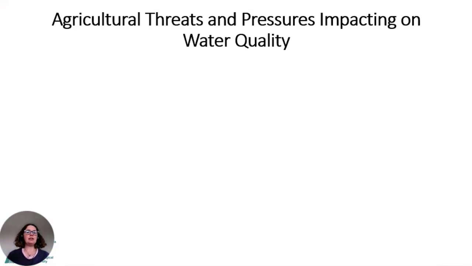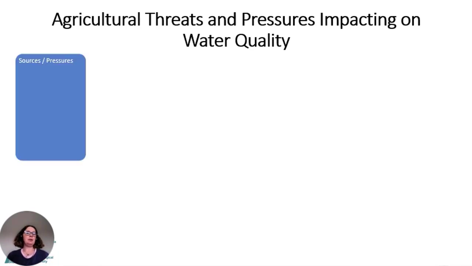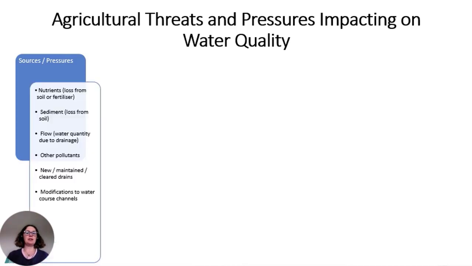Let's delve a little bit into the agricultural threats and pressures impacting on water quality. So when we take a deeper dive into our sources or our pressures, they're the usual typical suspects of nutrients and sediment. There are other pollutants as well, such as herbicides and pesticides. We've got new activities such as newly maintained or cleared drains, which tend to be a little bit more physical. And then we also have things like flow, so the quantity of water that's on the move essentially. And then within the channel itself, or the river, what are the modifications that are occurring?